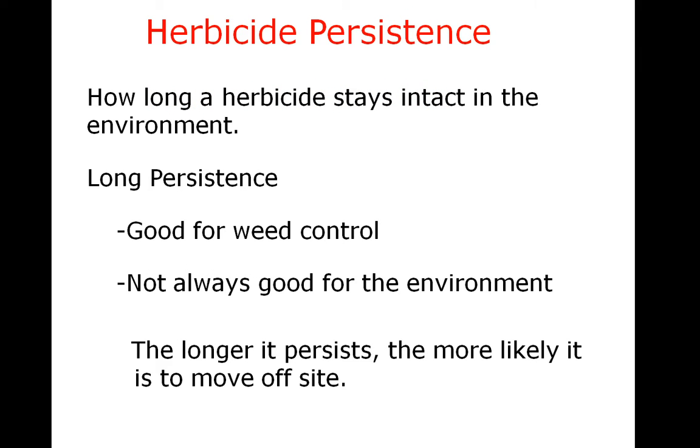Pesticide persistence is necessary when we consider using pre-emergent pesticides. This is really a balancing act. We want the pesticide to remain in place to be effective over time. However, if it remains in place too long, there is a chance it will move off-site and result in an unwanted environmental effect.